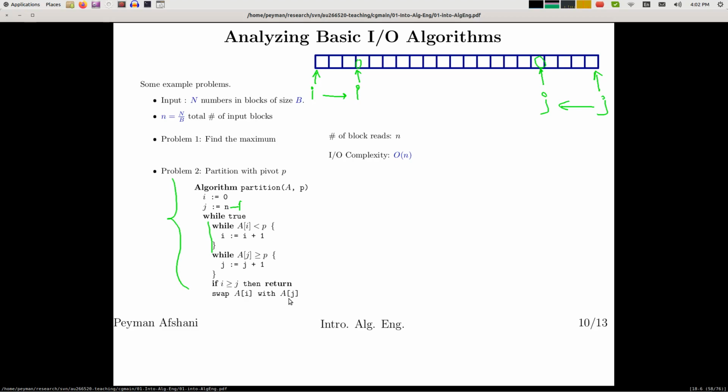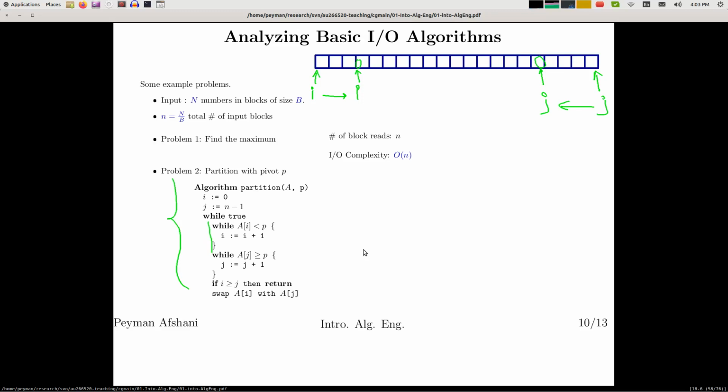Okay. So how can I implement this in the AI model? I want you to think about this and pause this. Okay, so if you thought about this, then you'll see that it's actually not too complicated.